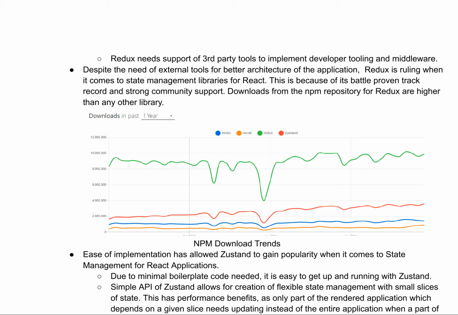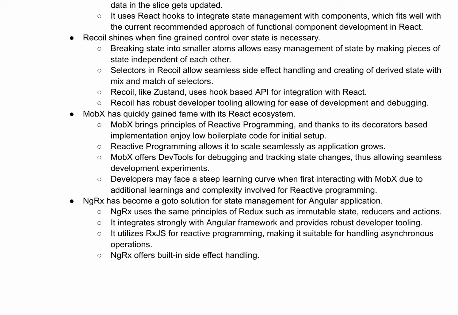Recoil excels in scenarios requiring fine-grained control over state. It breaks down state into smaller atoms, allowing for independent management of each piece of state. Selectors enable seamless side effect handling and creation of derived state. Recoil also uses a hook-based API for integration with React and offers robust developer tooling for development and debugging.